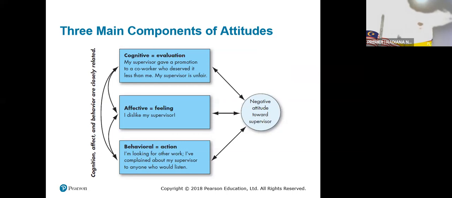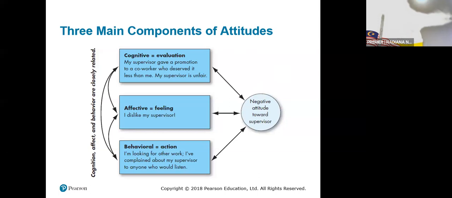And number 3 is behavior. Behavior will happen when they take action. An example of behavior is I'm looking for other work. I have complained about my supervisor to anyone who would listen. This action. This combination of 3 is very closely related. This is what we call the direct example of a negative attitude towards a supervisor.